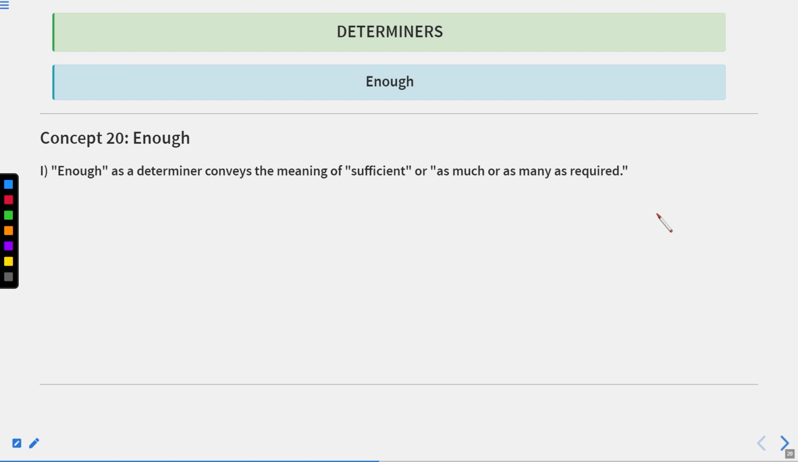Enough. Now this is a very important determiner that we are going to discuss. That is the word enough. Concept number 20, enough. Now what is the meaning of enough? First of all, the word enough means when something is more than the requirement or more than sufficient, that is enough.